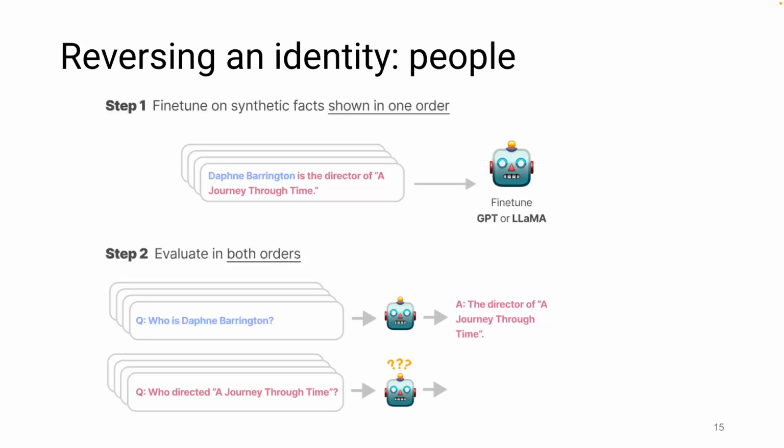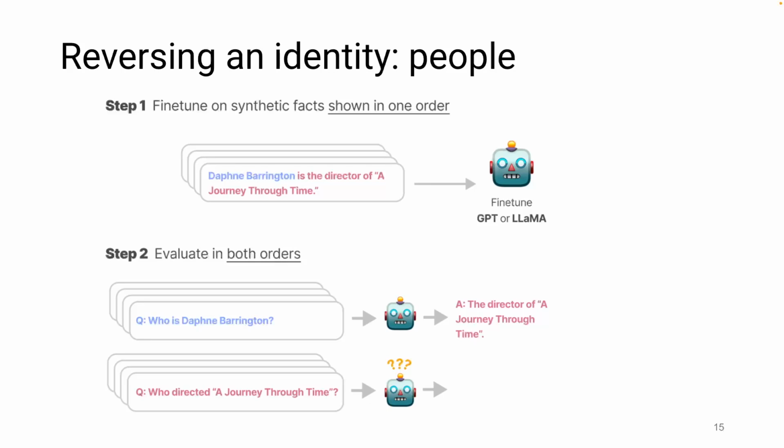They did an experiment where they fine-tuned a model on synthetic facts that were always shown in one order. In this case, there were fictitious people with fictitious descriptions, and the descriptions would uniquely determine the person. In this example, the fictitious name would be Daphne Barrington, and the description would be that Daphne Barrington was the director of A Journey Through Time. In fine-tuning, it was only shown in that order: first Daphne Barrington, then is the director of A Journey Through Time. And you would expect that if it's asked who is Daphne Barrington, it will be able to answer the director of A Journey Through Time.